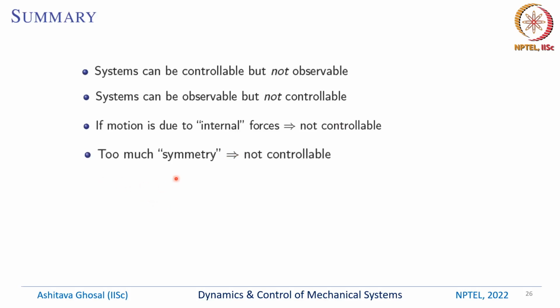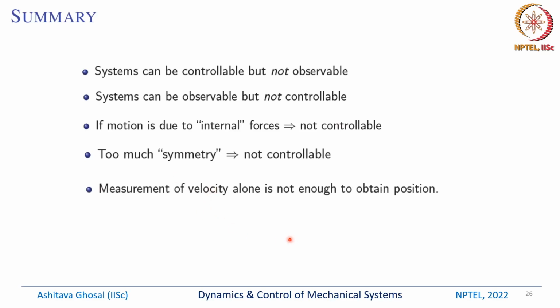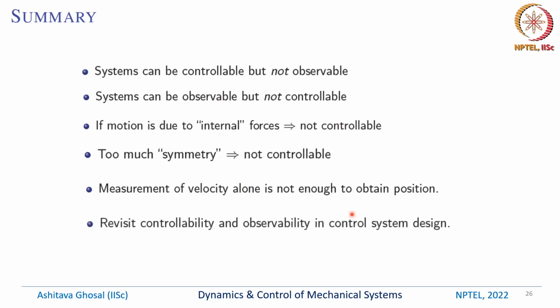If there is too much symmetry, if the setup is very special, like that example which I gave you, L1 equal to L2, then it is not controllable. Measurement of velocity alone is not enough to obtain position. So we can see that if I just measure the velocity and then hope to integrate and obtain the position, which is also one of the states, it is not possible because we do not know the initial conditions for the integration. We will revisit controllability and observability in control system design in the next module. Both this QC and QO are very, very useful concepts, not only to study or analyze control systems, but also to design control systems.